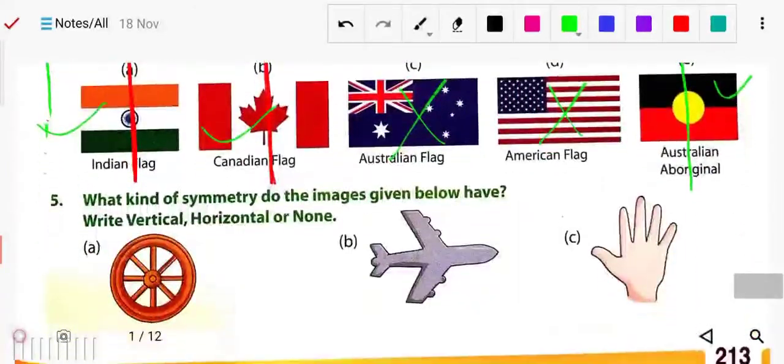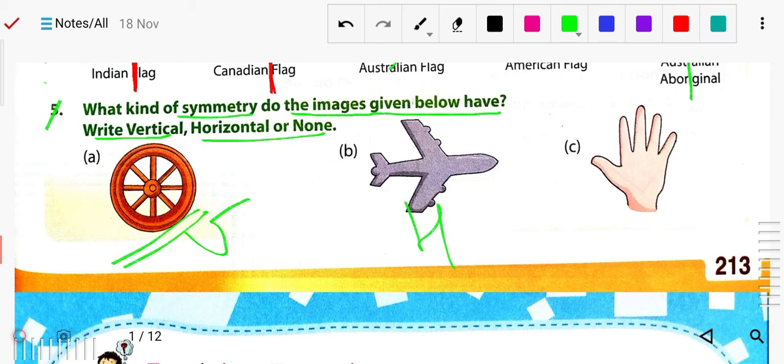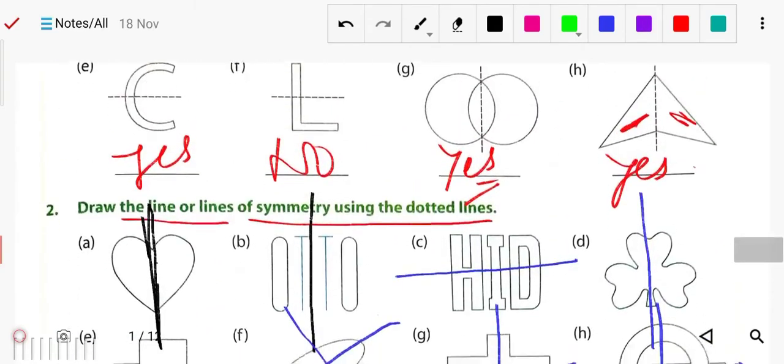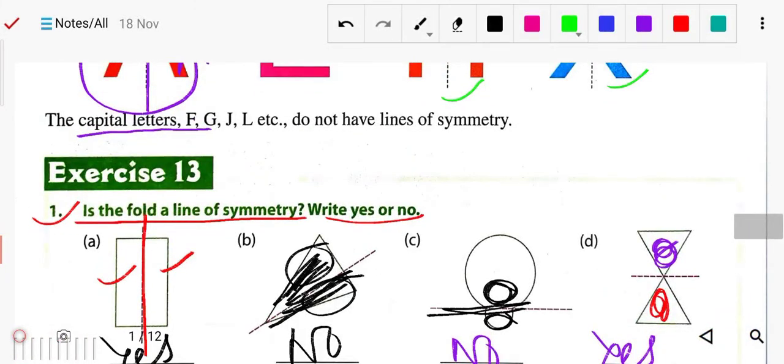Now next, question number 5. What kind of symmetry do the given images have: vertical, horizontal, or none? Vertical, horizontal, that you have to do. So number A, you can see here, for this you can write it is vertical, this is horizontal, and this is none. Okay, so likewise you can do it. Once again, do it nicely, copy it in your math notebook, write this down nicely, draw it and draw these lines of symmetry. Okay, so do this Exercise 13.